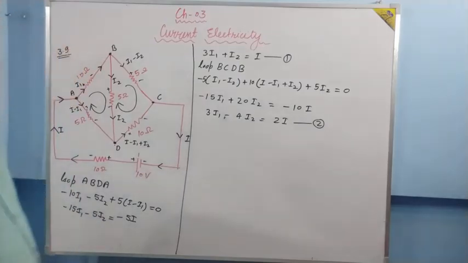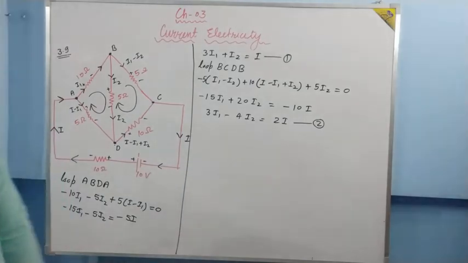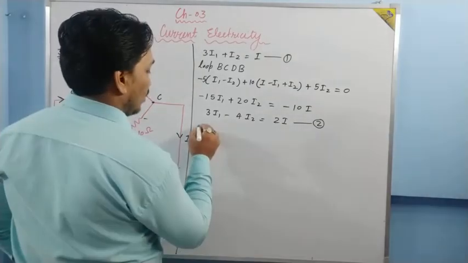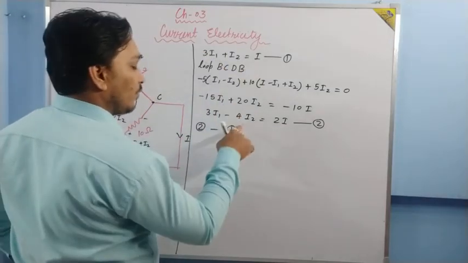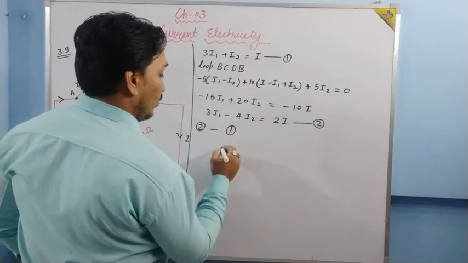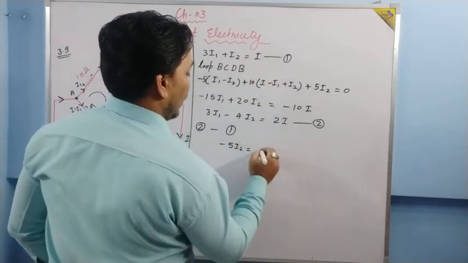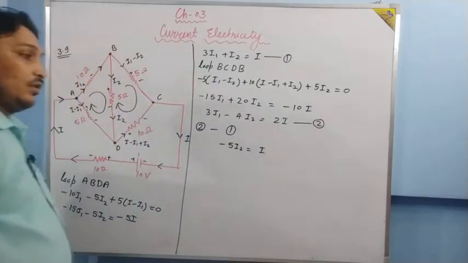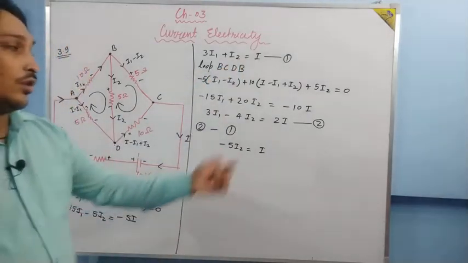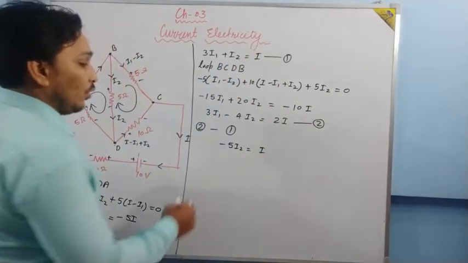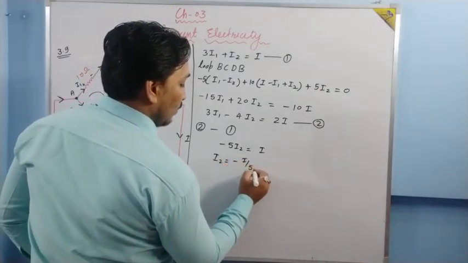Now solve equation number 1 and 2 for I. Okay, we are going to calculate the value of I1 and I2 in terms of I only. So if we subtract equation number 2 minus equation number 1, 3I1 minus 3I1 is 0, minus 4I2 minus I2 will become minus 5I2, 2I minus I will become I. Okay, 2 minus 1 are done. So what is the value of I2 here? So I2 is minus I by 5.